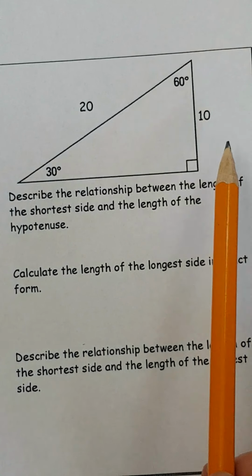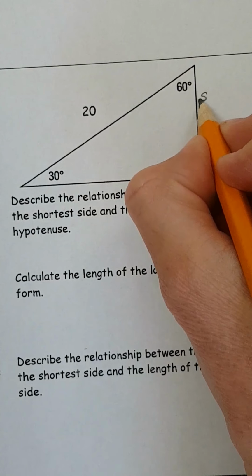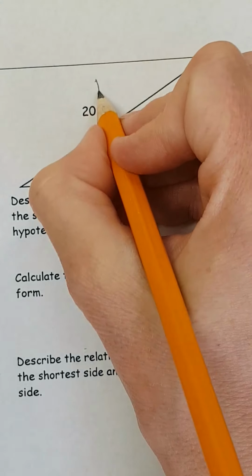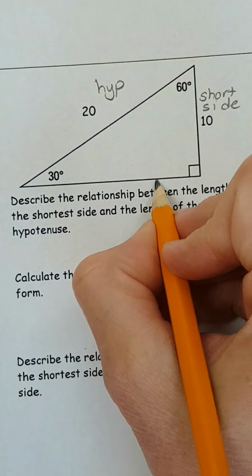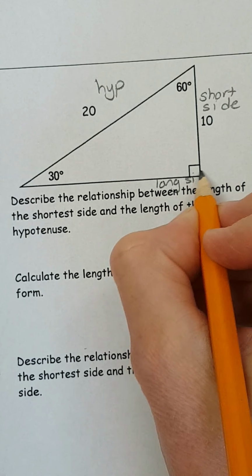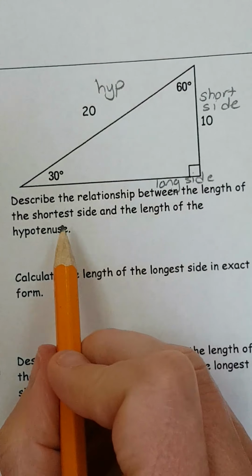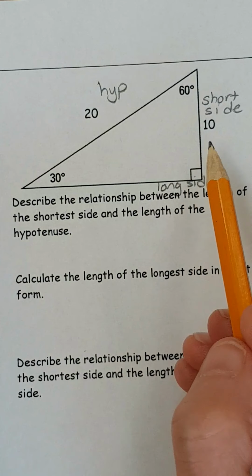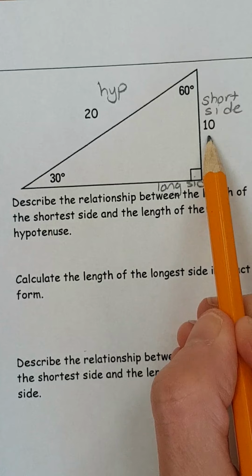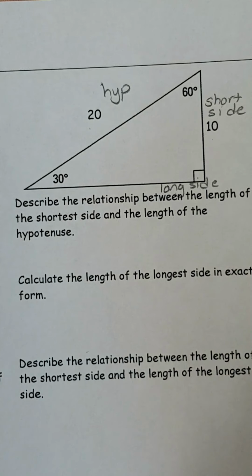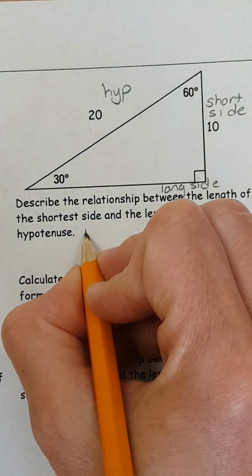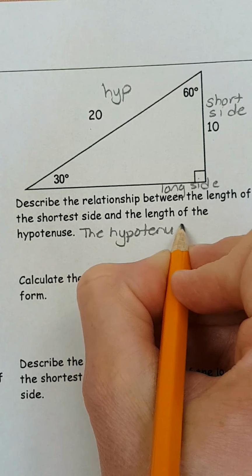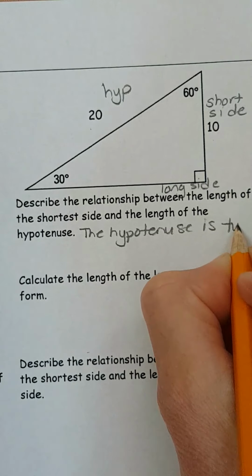So I've given you two sides. This is the short side. This is the hypotenuse, and this is the long side. So the relationship between the length of the short side and the length of the hypotenuse. So I've given you two measurements just to help you out. So if the short side is 10 and the hypotenuse is 20, the hypotenuse is twice the length of the short side.